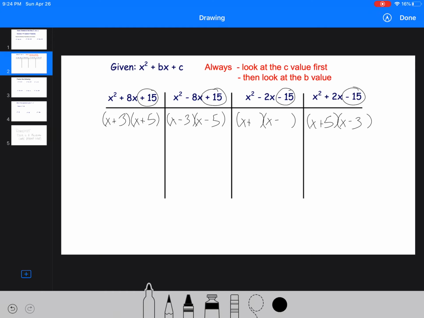Positive 5 minus 3 is positive 2. For the first one, if we have positive 3 and negative 5, positive 3 minus 5 gives me negative 2, so that works here. There's a little bit more work, but you need to make sure you're checking those values.